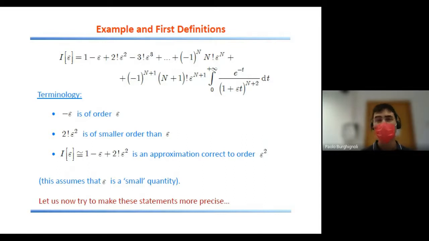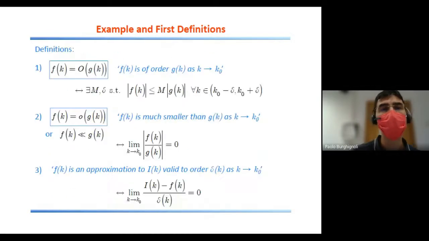If you truncate this development up to these first 3 terms, so 1 minus epsilon plus twice epsilon squared, what you obtain is an approximation of the left-hand side that is said to be correct to order epsilon squared. That's because that's the highest order you have retained before truncating. Of course, this assumes that epsilon is a small quantity, and to be more precise, we will say that the function f of k is of order of the function g of k, and we will write this in the so-called Landau notation by using this big O.